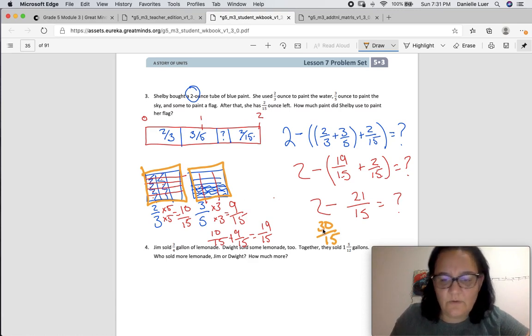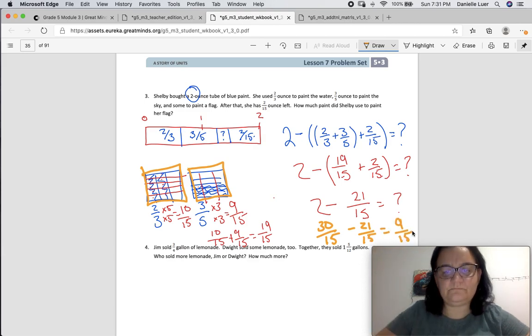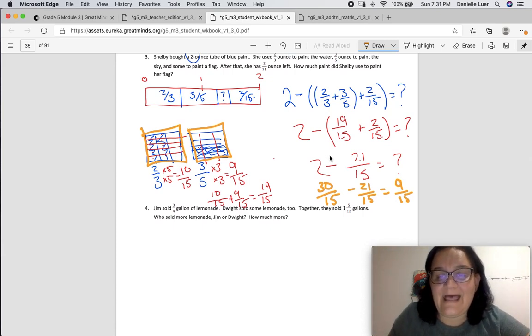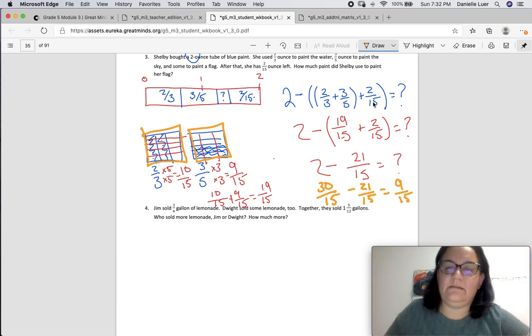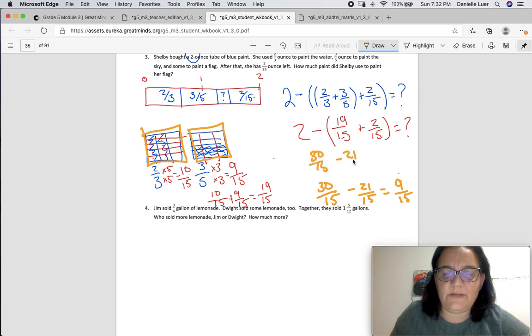Do you see that? I just added those two wholes. Minus 21/15 equals 9/15. Now, can I simplify that? I can. I want to get this out of the way here. I'm going to move this up. So if I have 30/15 minus 21/15, I have 9/15 left over. That's my answer, 9/15. But now I want to simplify it.